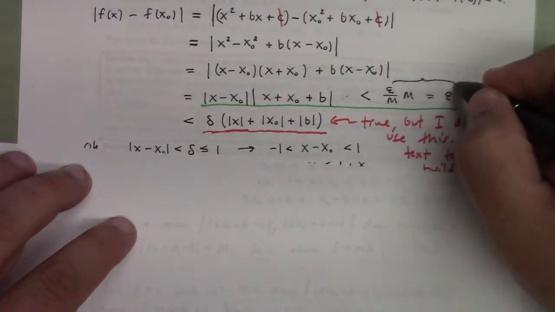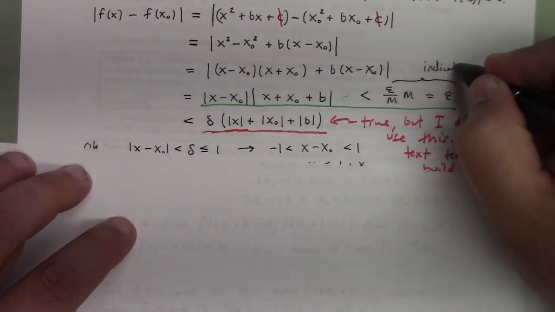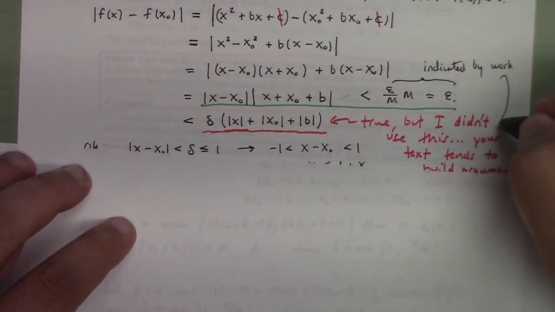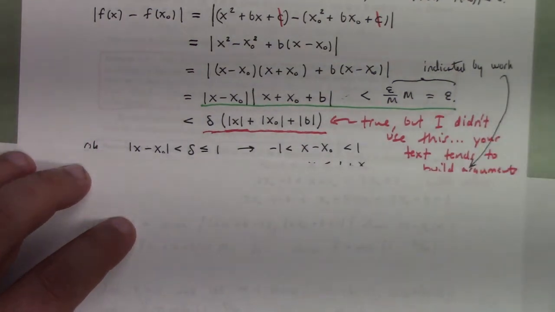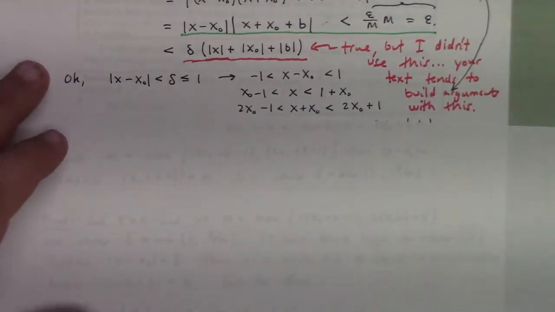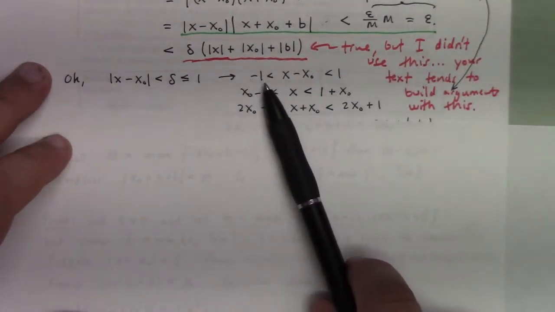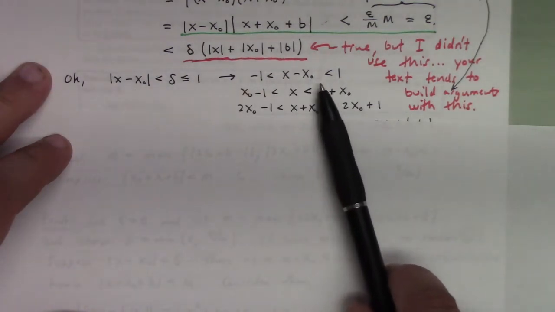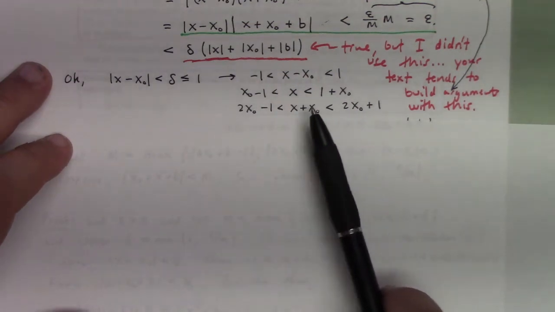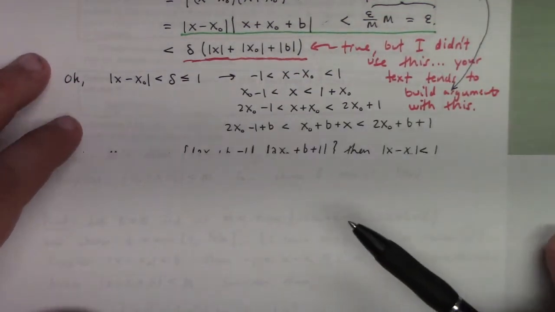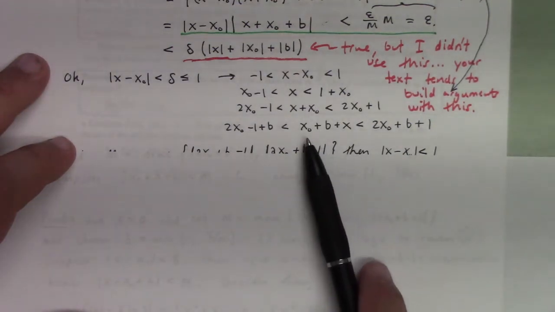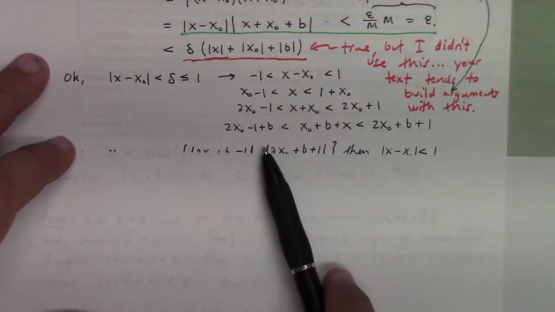So this is indicated by work down there, all right? Okay, so absolute value of x minus x naught less than 1 gives me minus 1 and 1 above and below x minus x naught. Then I added x naught, then I added another x naught, then I added b, and I finally got to this, right? Of course, this could be shortened. I mean, this is scratch work, right? So you can't judge me.